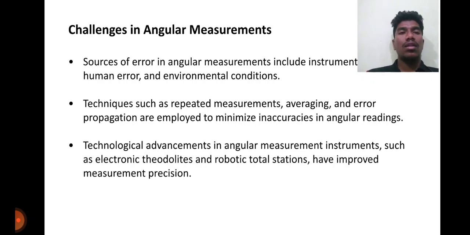Challenges in angular measurements. Sources of error in angular measurements include instruments, human error, and environmental conditions. Techniques such as repeated measurements, varying applications are employed to minimize inaccuracy in angular readings. Technological advancements in angular measurement instruments such as electronic total stations have improved measurement precision.